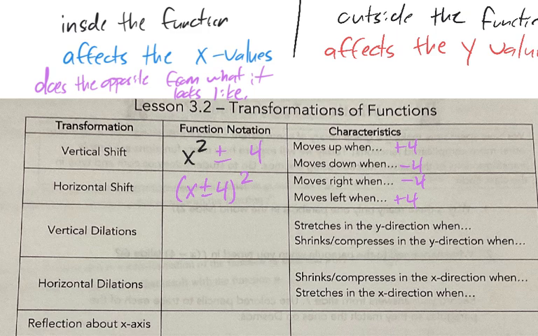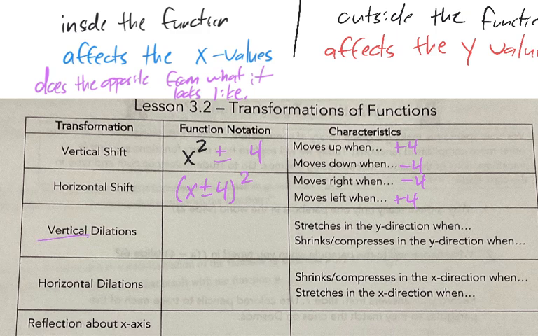Vertical dilations. This is sometimes called stretch and compress. Dilate. You know, have you ever had your eyes dilated? It makes your pupil really big, and it's super bright. So there's a fraction outside the parentheses. It doesn't have to be a fraction.